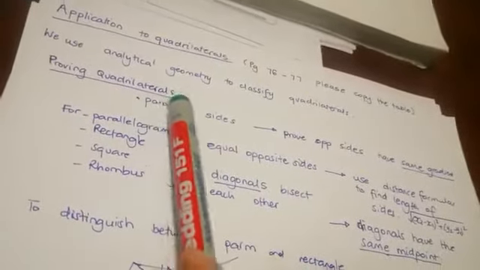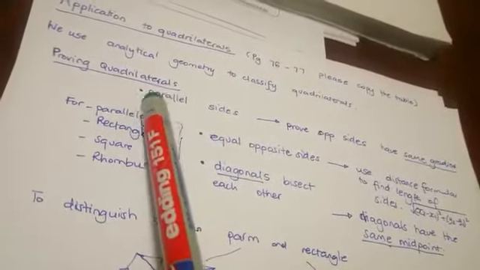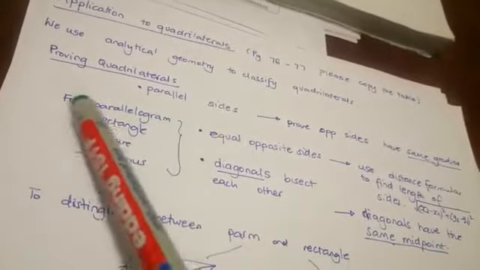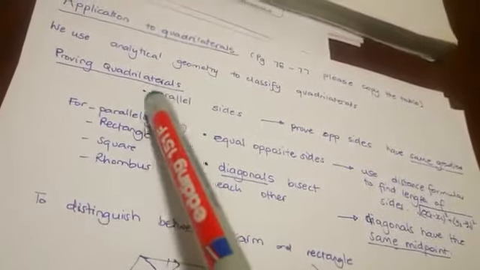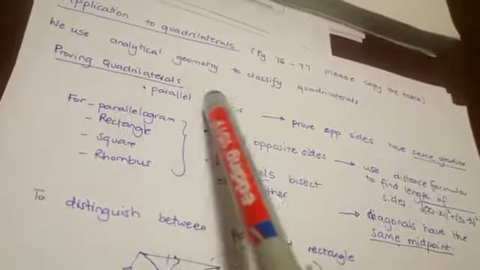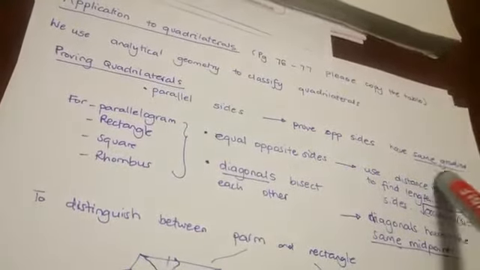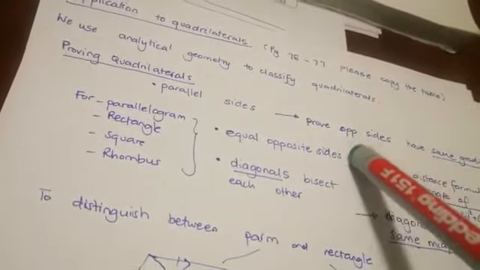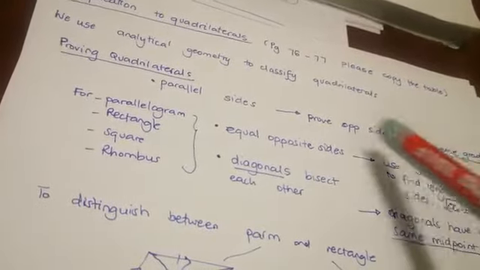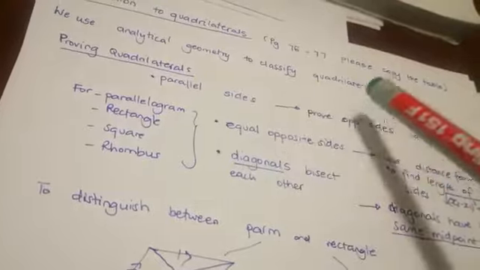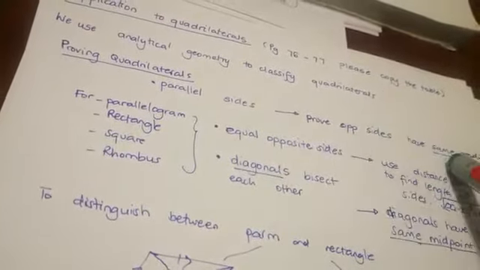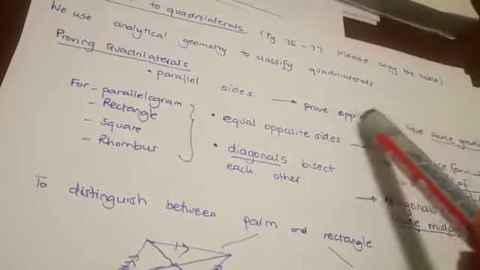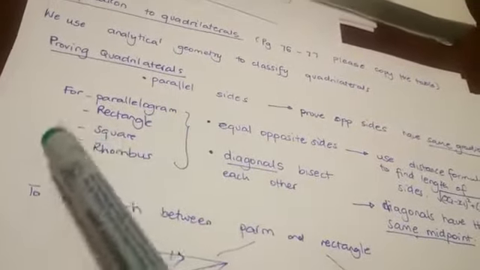The first thing that may be asked is, let's say they're asking you to prove a parallelogram. We know a parallelogram has opposite sides that are parallel to each other. To prove that sides are parallel, you have to show that they have the same gradient. So you calculate the gradient of this side and that side, and also top and bottom, and if they are the same, then it is a parallelogram. These are the proofs that we will use.